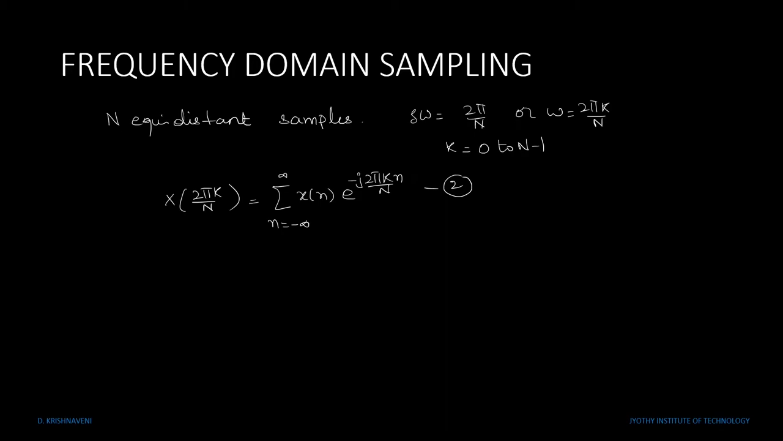Where k is the index for the samples, and X of omega is calculated only at discrete values. Now this summation can be divided into an infinite number of summations, each containing N samples or N terms. Thus, this summation can be written as dot dot dot summation.